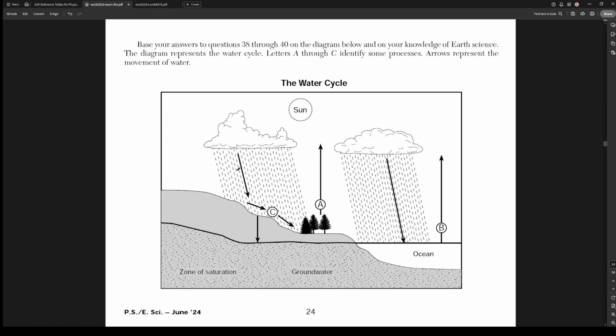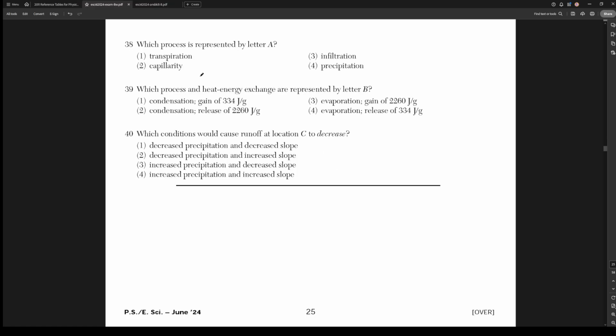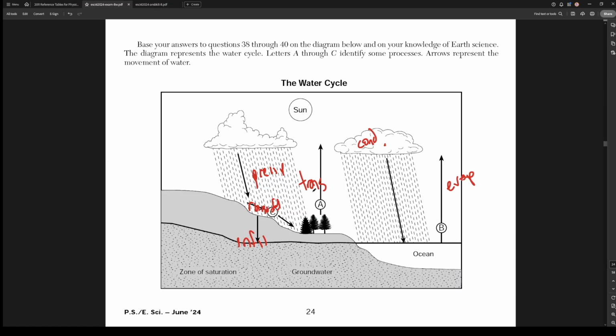Alright, we got the water cycle. Beautiful. So we could just label these up. Evaporation, transpiration, this is runoff, infiltration, precipitation, and then condensation in the cloud. Okay. Which process is A? Transpiration.